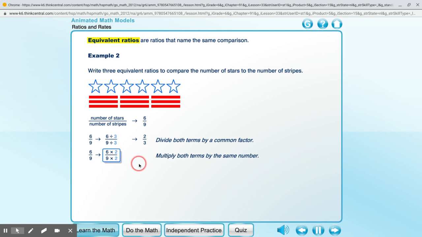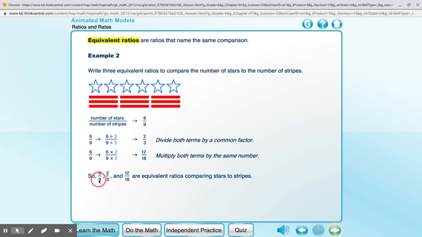Dividing both terms in the ratio by 3 results in a ratio of 2 to 3. Multiplying both terms in the ratio by 2 results in a ratio of 12 to 18. So, 6/9, 2/3, and 12/18 are equivalent ratios comparing stars to stripes.